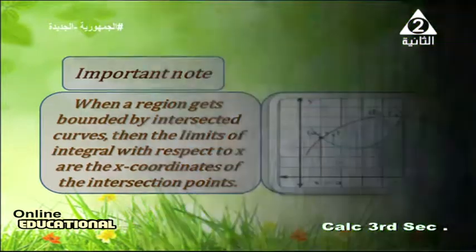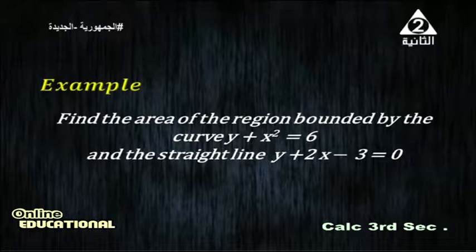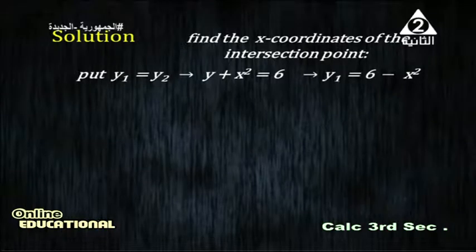Example: find the area of the region bounded by the curve y plus x to the power 2 equals 6 and the straight line y plus 2x minus 3 equals 0. In this example, first we find the x coordinate of the intersection point by putting y1 equals y2.